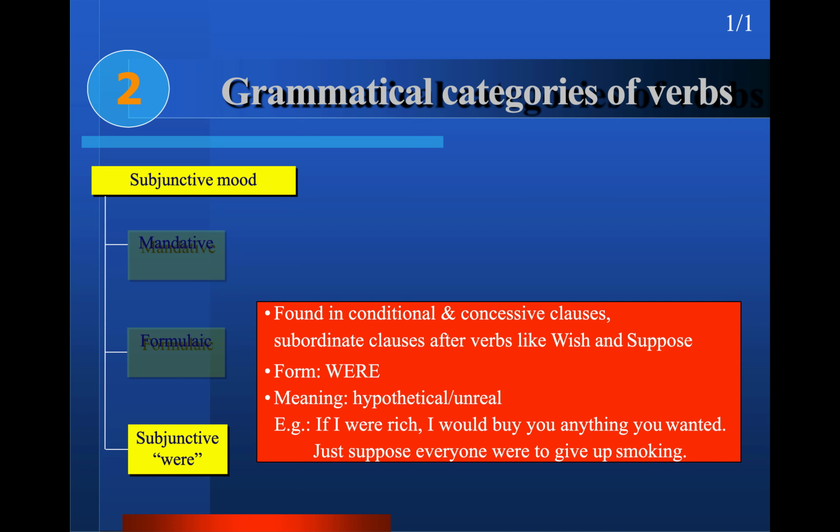So instead of saying "if I was rich," we say "if I were rich." Why? So as to hypothesize it or make it unreal. "I wish I were you." This is also another example. You cannot be me and I cannot be you. So that's why we cannot do anything about it.